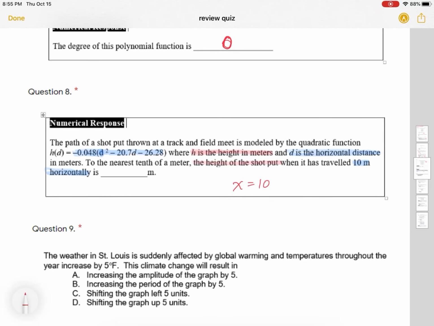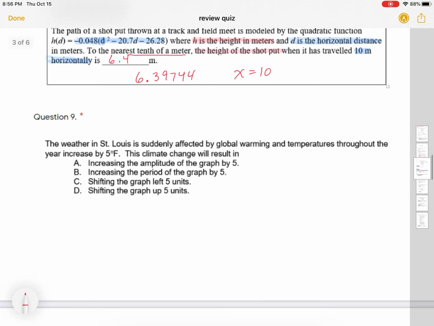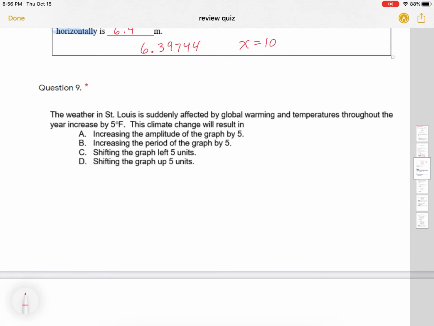Sorry, momentarily paused while I put in new windows. I'm going to graph that. And I want to know what the height is when x equals 10. So I'm going to use second function trace value, x equals 10. And yes, I get 6.4. What I actually get is 6.39744, but it says to the nearest tenth of a meter. So I round to 6.4. Okay, interesting range of answers, but 22 of you got that right.